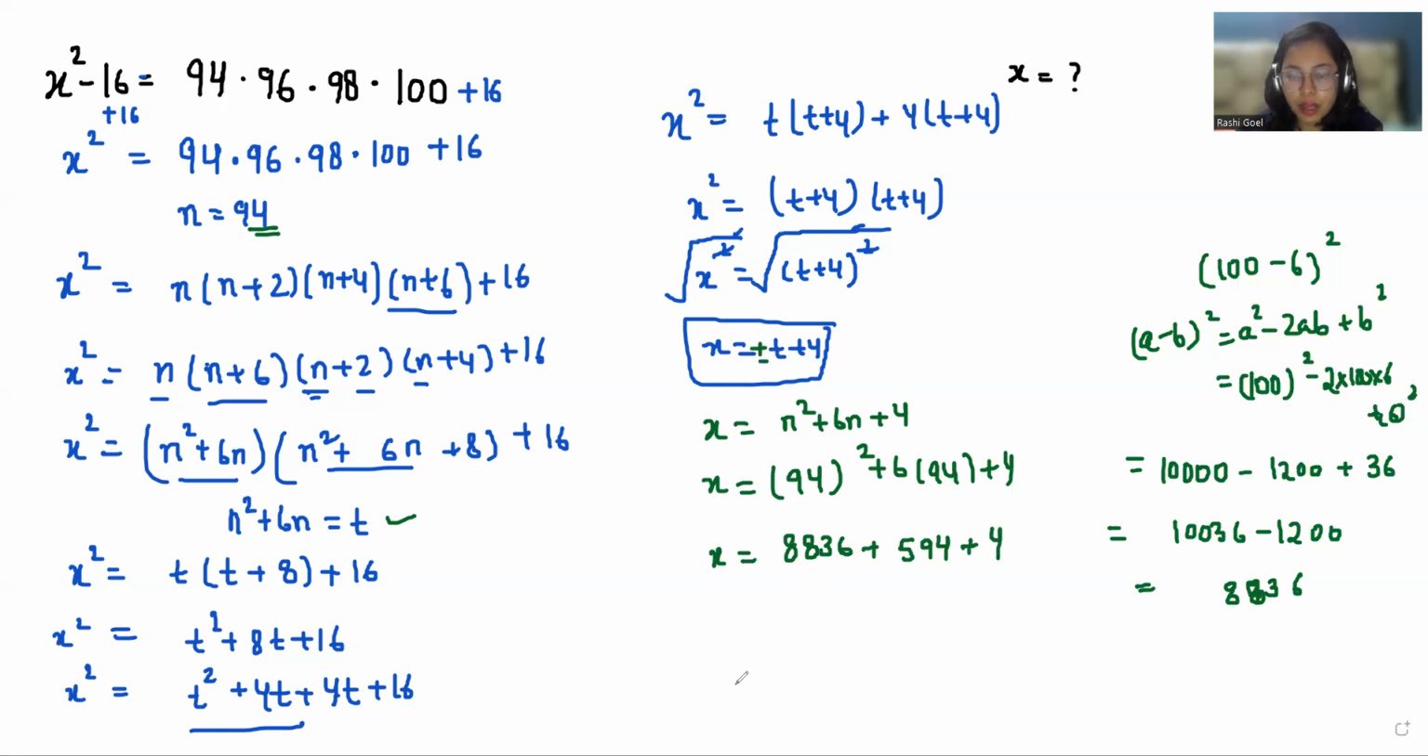Here it comes in plus minus. So x is equal to 9404 with plus minus sign.